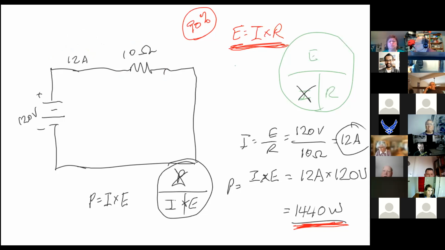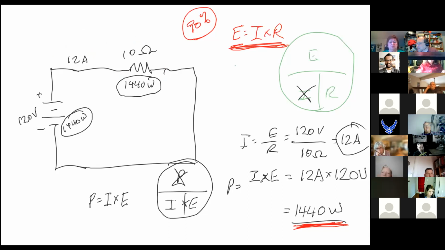If the resistor is consuming 1,440 watts, how much power does the battery have to be making? Ideal conditions, the same. The same, that's right. We assumed perfect wire, which has no resistance. So this has to be making 1,440 watts.